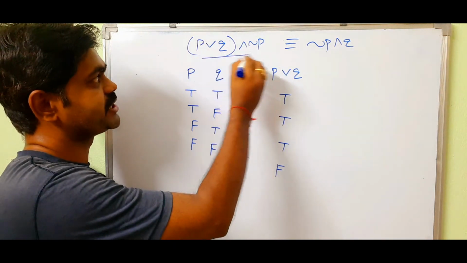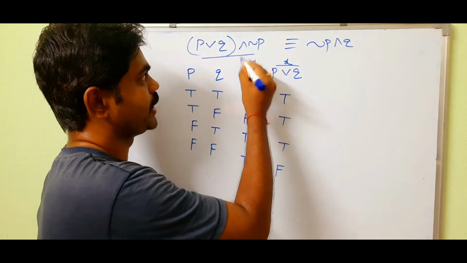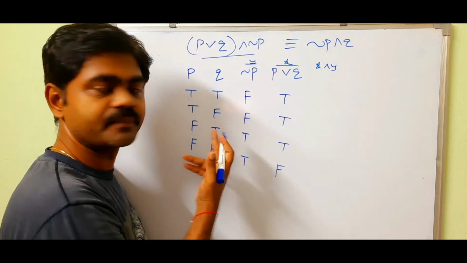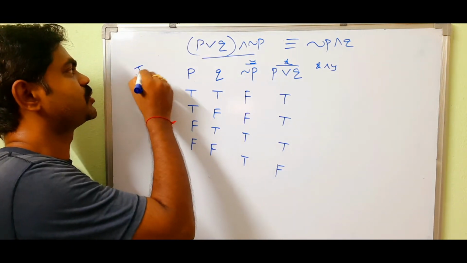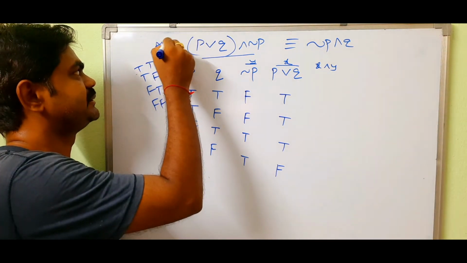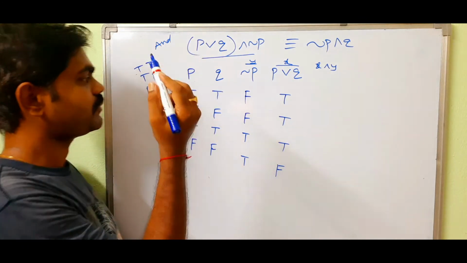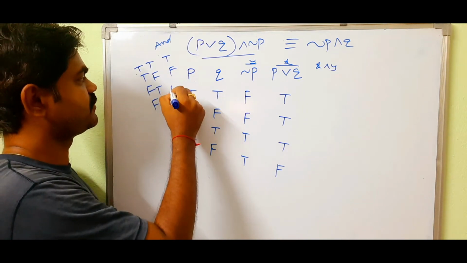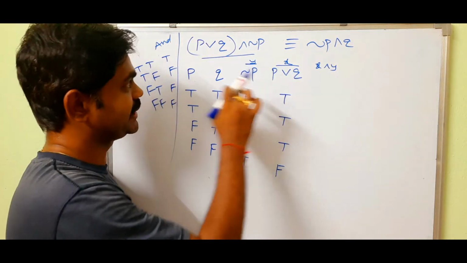So what is my total equation here? P or Q, let me call it X. Negation P, let me call it Y. Now X and Y, or Y and X, whatever. Now I should check these two. So what is the AND truth value here? True, true, true, false, false, true, false, false. For AND, both should be true, then only it will be true. Remaining all cases are false. So what happens here? True, false, false, false. Okay. So what do I get here?